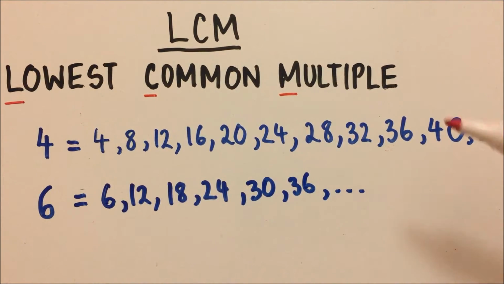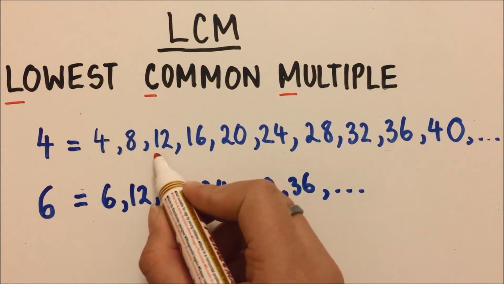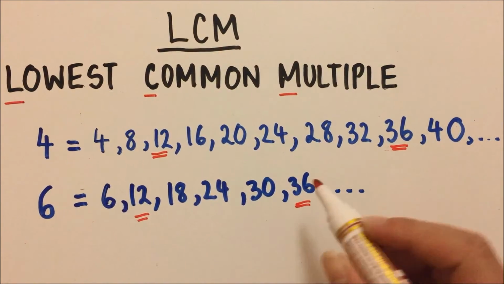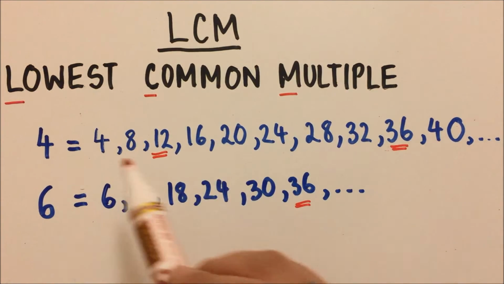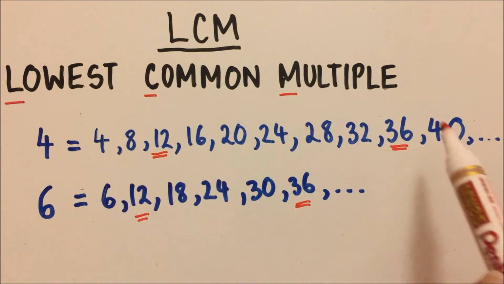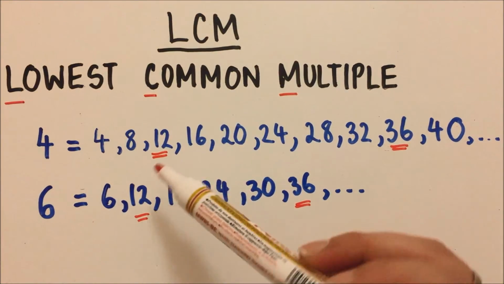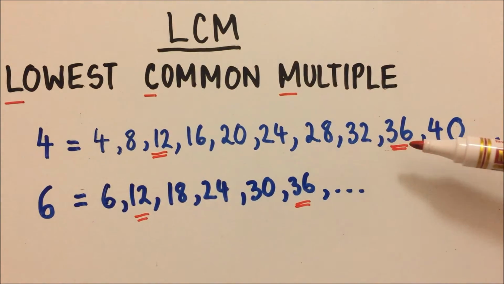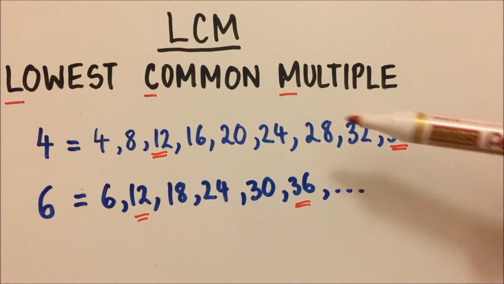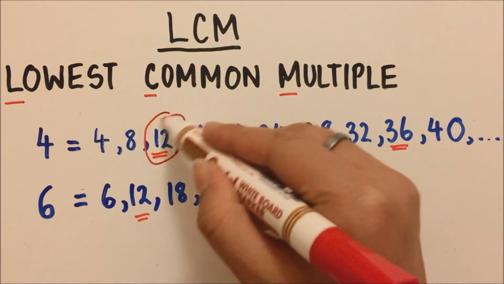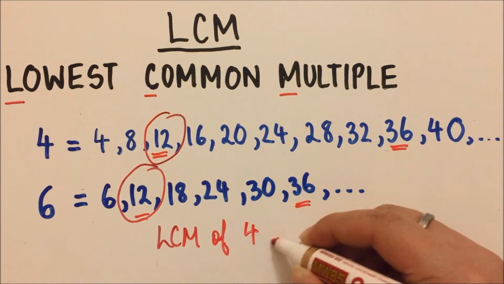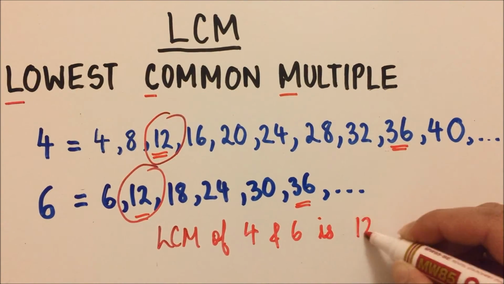So next step is to find the common ones. In this case, we've got 2 common ones. So we've got 12, but we've also got 36. So this is the reason why I carried on doing this list up to 40, whereas we didn't need to. The reason is because 2 numbers can have a lot of common multiples, but LCM is finding the lowest one, which in this case is 12. So LCM of 4 and 6 is 12.